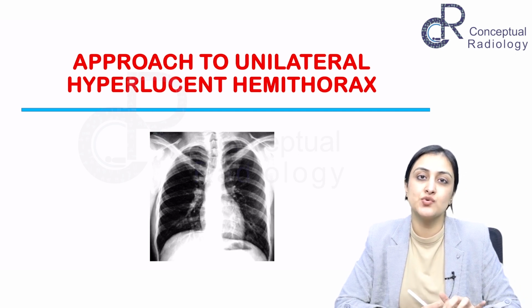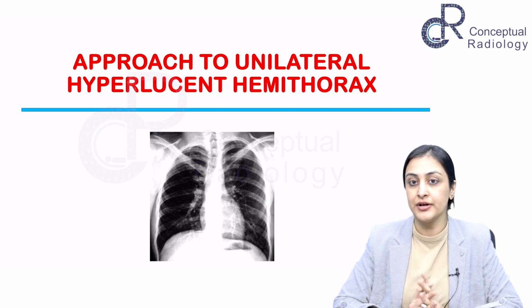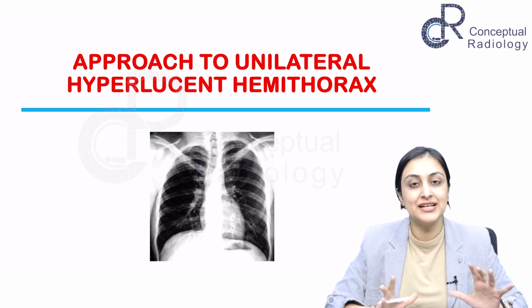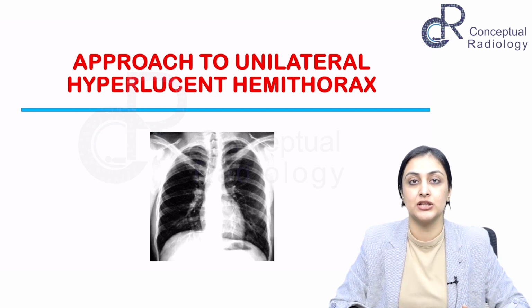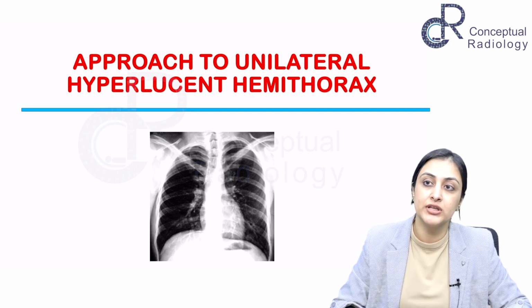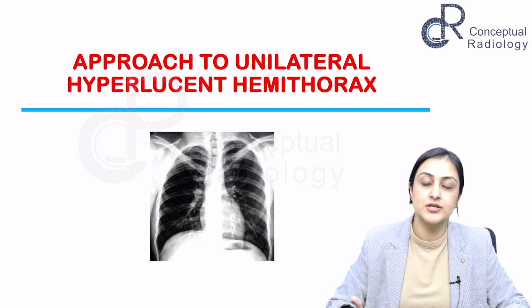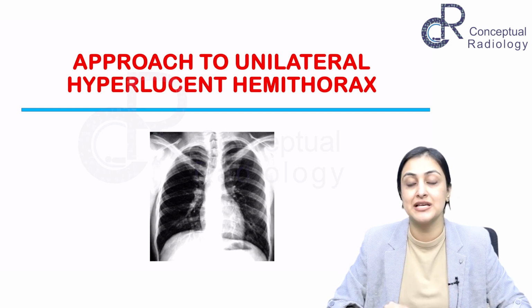Now we talk about this, which is frequently given to students as a long case, right? So here the beginning will be completely discussing this, which is the unilateral hyperlucent hemithorax. What are the differentials? How do you approach it? So this is what we are beginning with, and then they'll usually give you a CT scan to follow up with the X-ray, but your main viva will be centered around this.